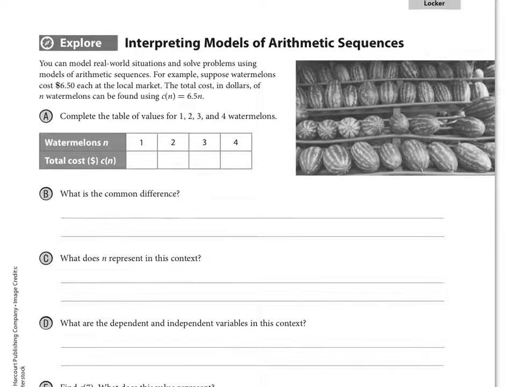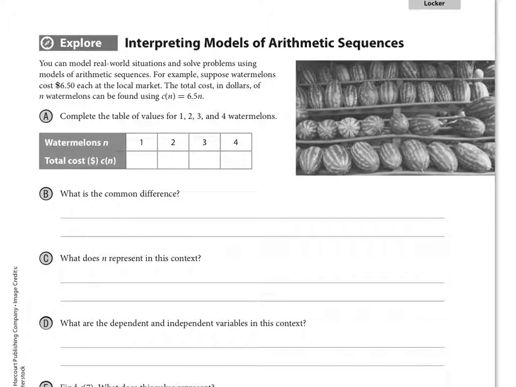So let's first take a look at this Explore, and we have watermelons that are going to cost $6.50 each at the local market. The total cost in dollars of n watermelons can be found using C of n equals 6.5 times n. So when we use that function, we'll be able to complete the table of values.